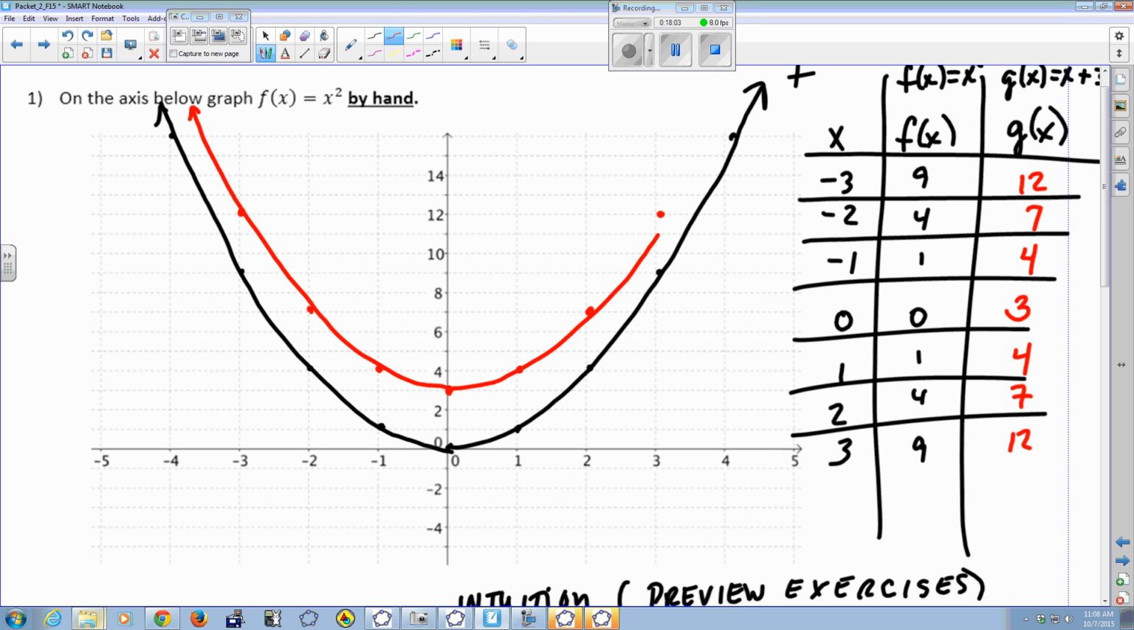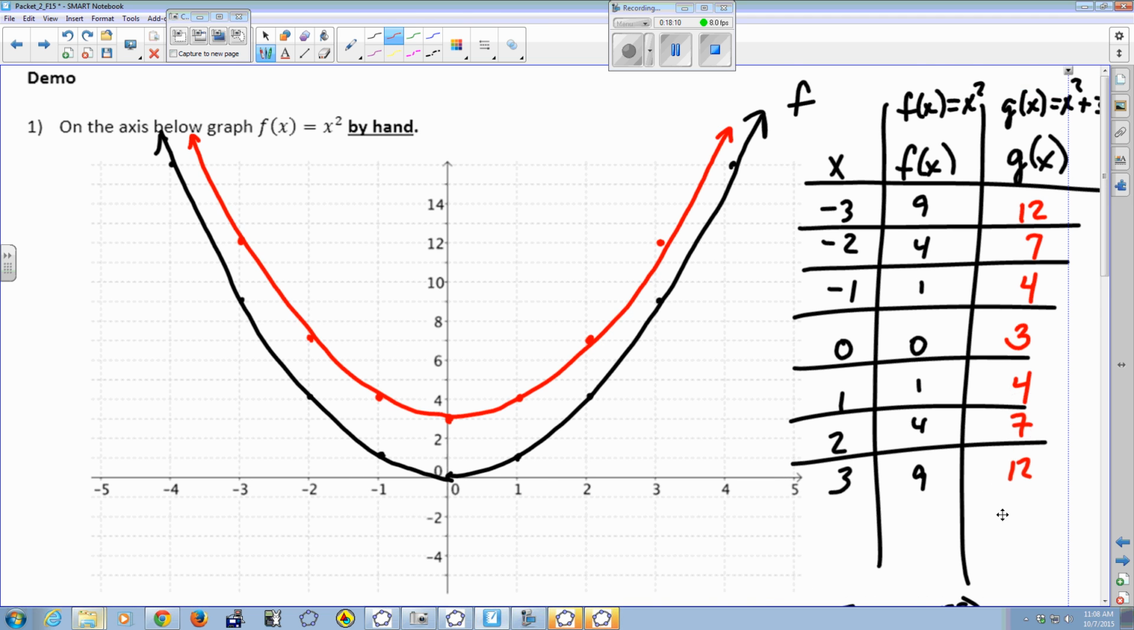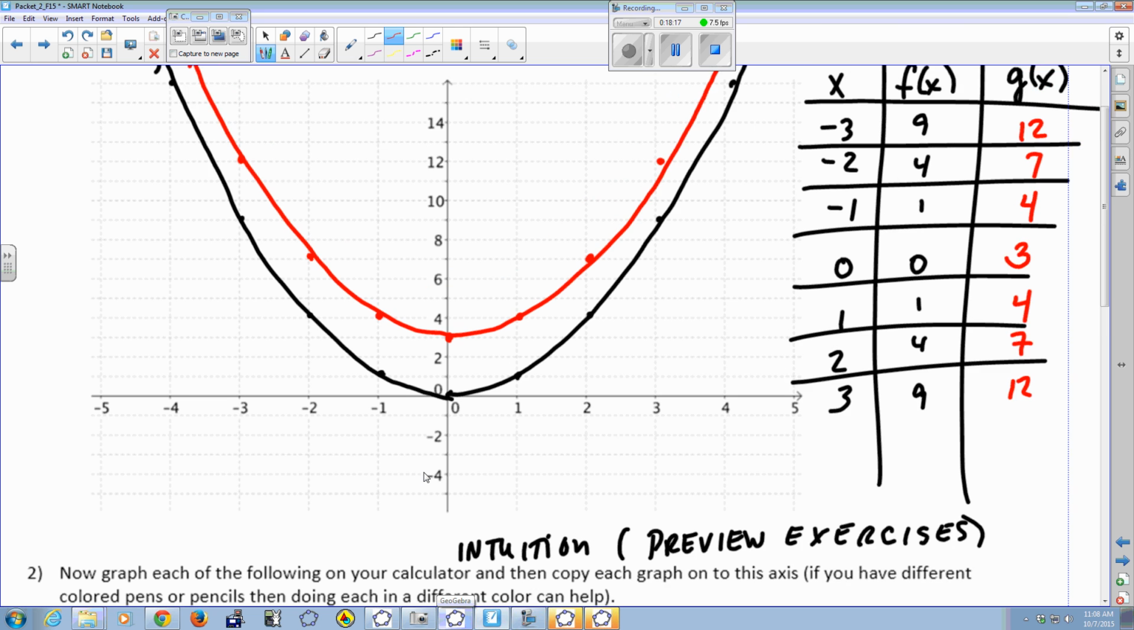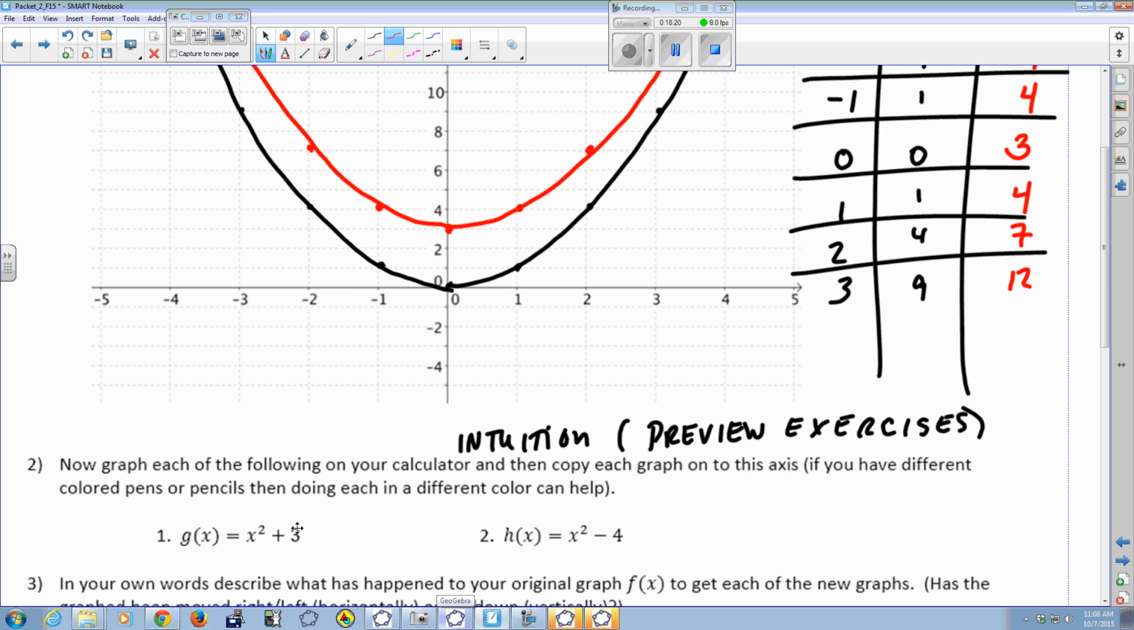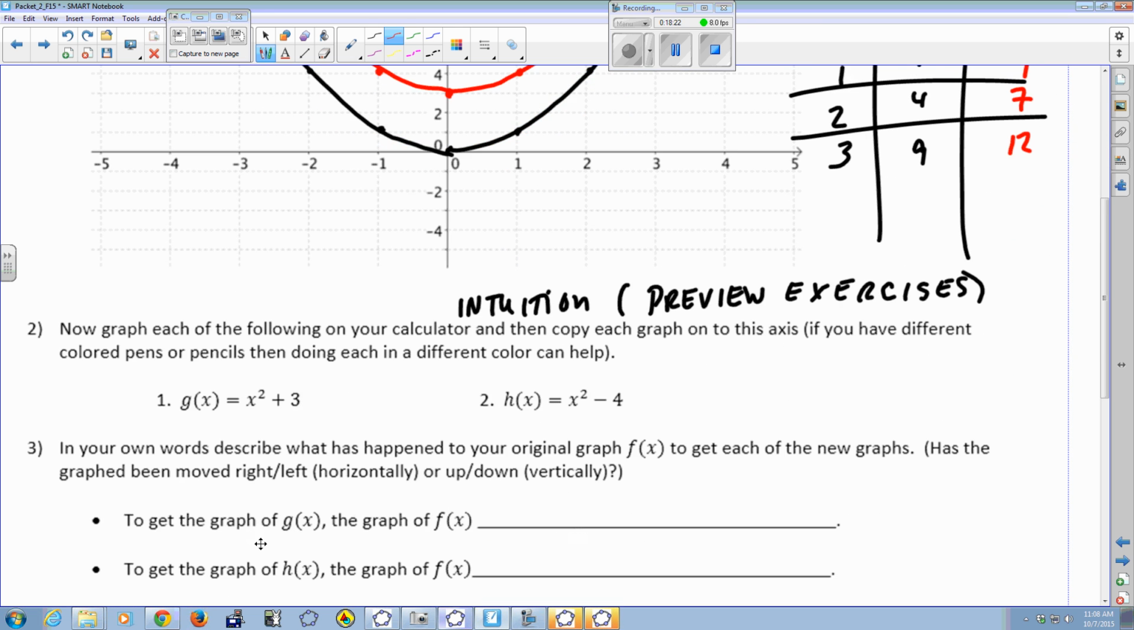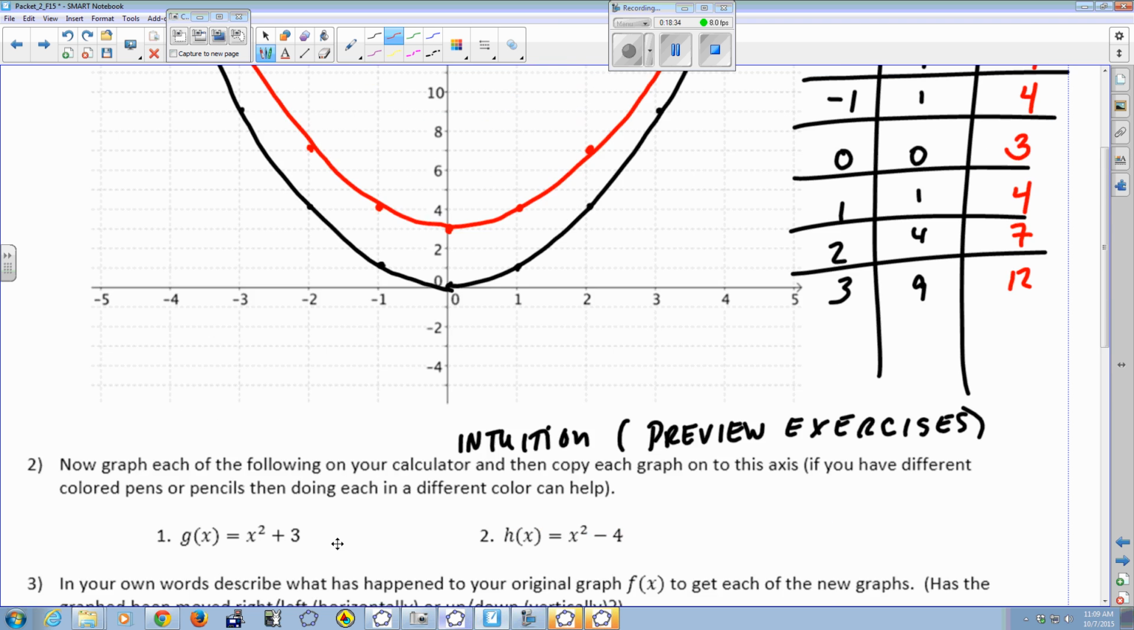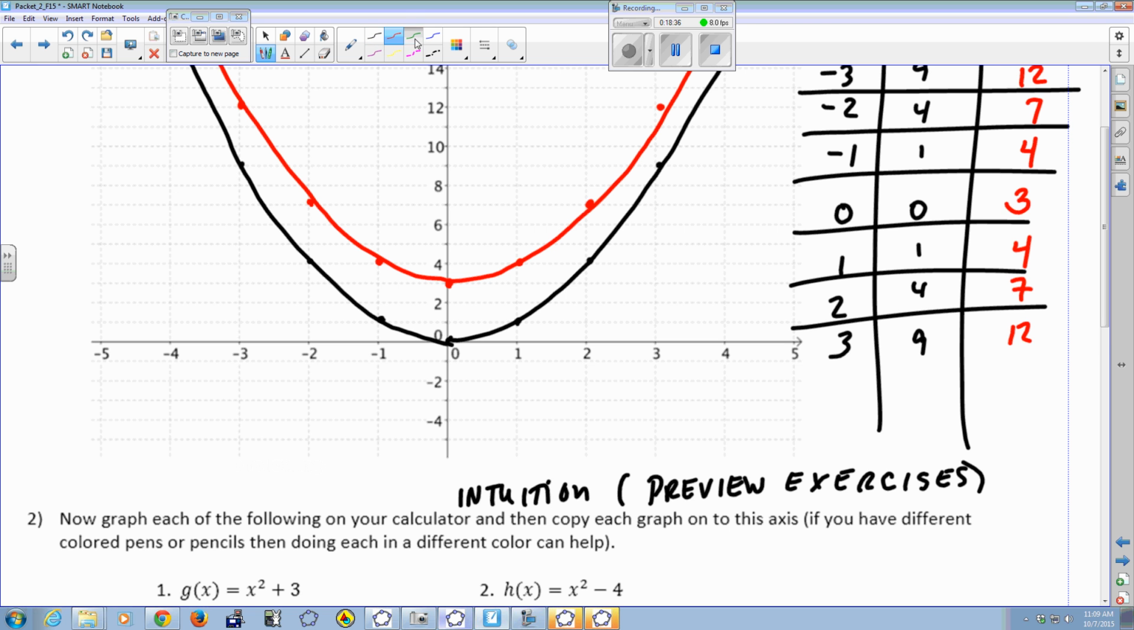So Colin, you want to tell me what you think's happened to g of x now? It's moved up 3 spaces, right? Okay, that's all right. We're all learning here. It's fine, but this is how we discover what's happened, right? So now we've drawn g of x here, and in our own words, to get the graph of g of x, the graph of f of x, as Colin said, has moved up 3 units.